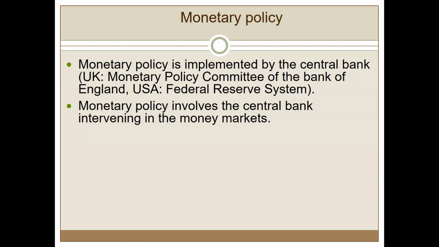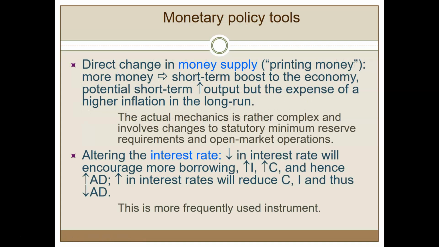And monetary policy involves the central bank intervening in money markets. The actual mechanics is rather complex, but what you need to know is that there are 2 main tools of monetary policy which the central bank can use. First of all, the central bank can directly change money supply. This is what we frequently call printing money. Although in reality, there is no printing involved.